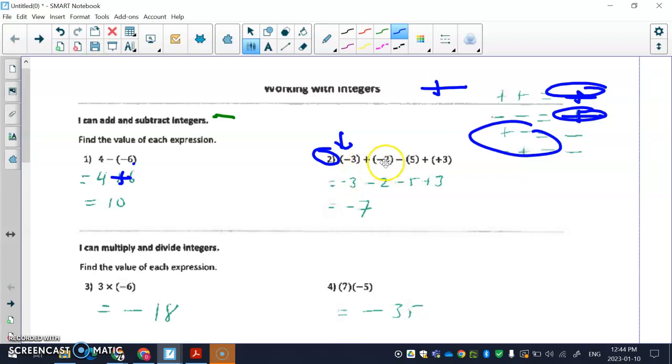This is a plus and a negative. Different signs turns into a negative. Just one sign, leave it as is. It's a negative. Plus and a plus turns into a plus. And then you add these up, and you get negative 7.